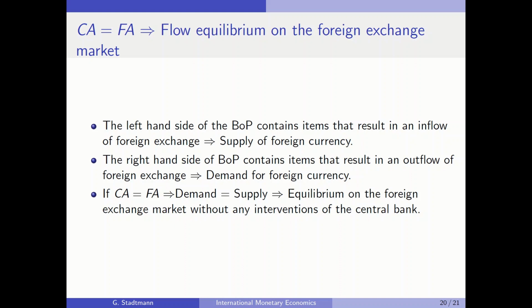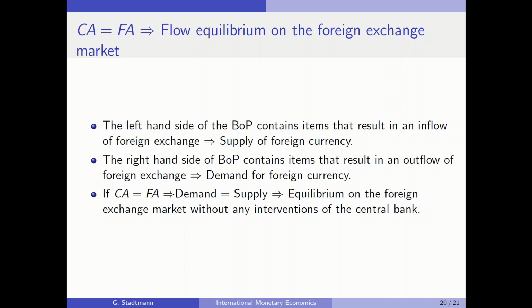So in case the current account is equal to the financial account, then the inflow of foreign currency is equal to the outflow of foreign currency, and hence demand is equal to supply. We have an equilibrium on the foreign exchange market without any interventions of the central bank, and because we are talking here about flows, inflow and outflow, this relationship is called flow equilibrium on the foreign exchange market.